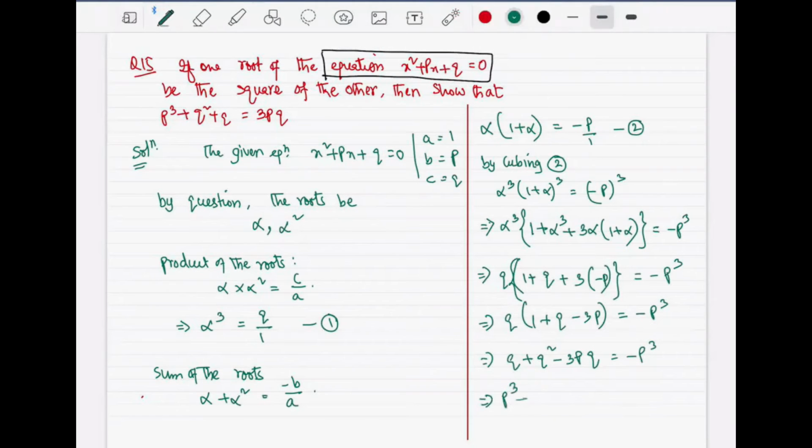Okay, so bring it there. P cube plus, let's put q square first, and then let's put q at last. Minus 3pq, we can take it to the other side. What will it become then? The minus will become plus. So we get it is equal to thrice pq. Okay, so we have obtained what the question wants us to obtain. So just write hence shown. We have shown exactly what the question wanted.